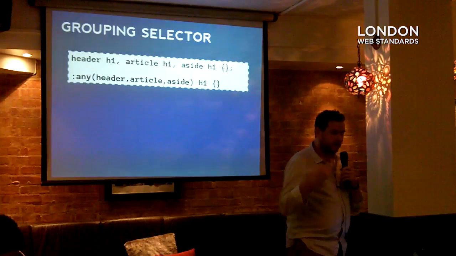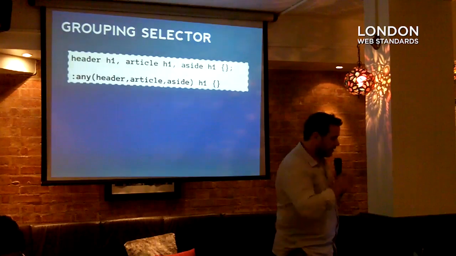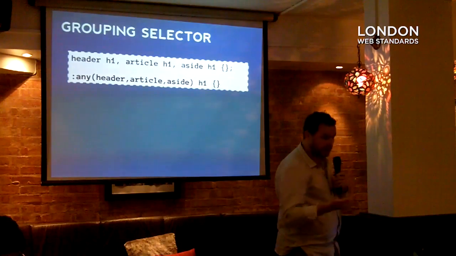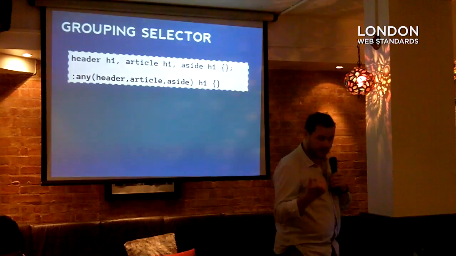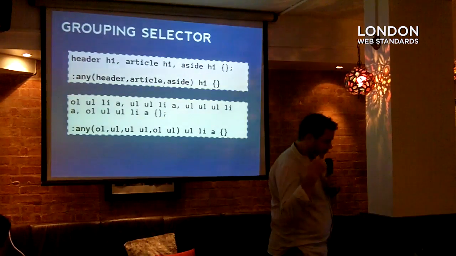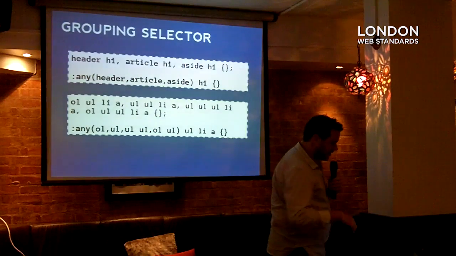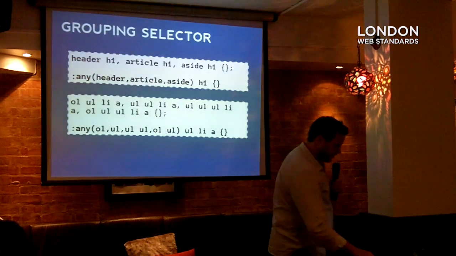Seems like a little bit of a step back. The grouping selector just makes writing selectors easier. Instead of having header h1, article h1, aside h1, we can say any one of the elements inside it followed by an h1. We can do that with some quite complicated things, like I'm sure you've faced this before when you're dealing with lists and things like this. The any selector just makes grouping all of those together much, much easier.